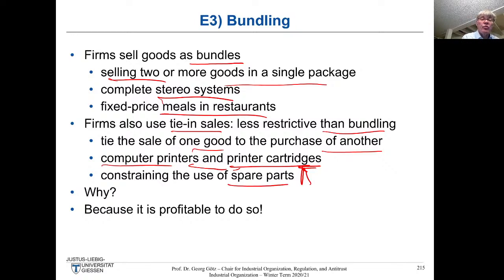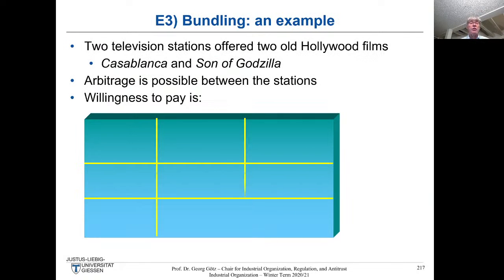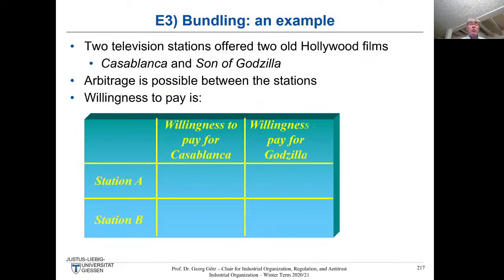You might also constrain the use of spare parts. You can only use certain spare parts for your Volkswagen, for instance. And why are companies doing that? Because it's profitable, and that's what I'm going to show you in the next 45 minutes.